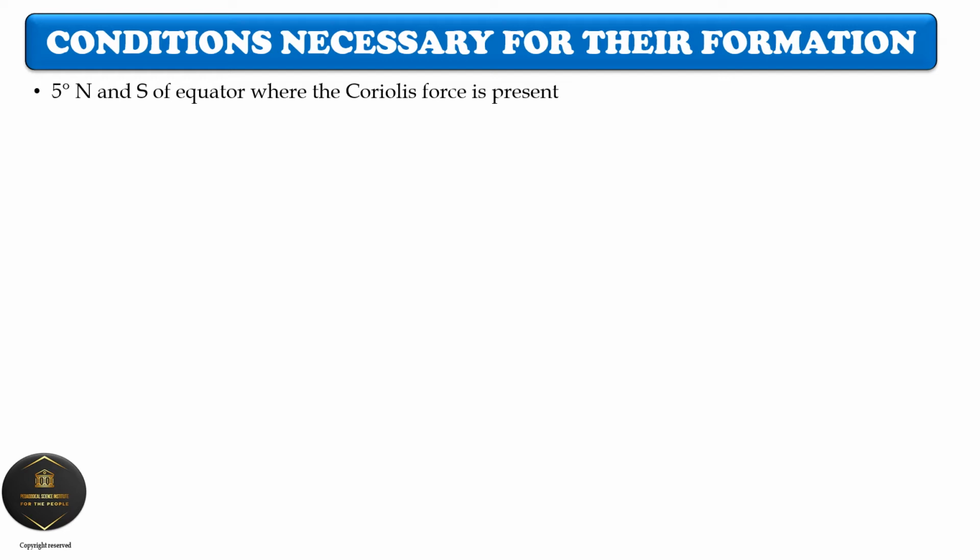Now the first thing is that these systems need to form 5 degrees north and south of the equator. So they need to form 5 degrees outside the equator. So they form between 5 and 30 degrees. And why? It's because for them to form, we need to have the Coriolis force. So the Coriolis force must be present. And what is the Coriolis force? It is the force that causes the deflection of winds. And remember, this force deflects winds following Ferrel's law, and Ferrel's law says air will be deflected to the right in the northern hemisphere and to the left in the southern hemisphere.